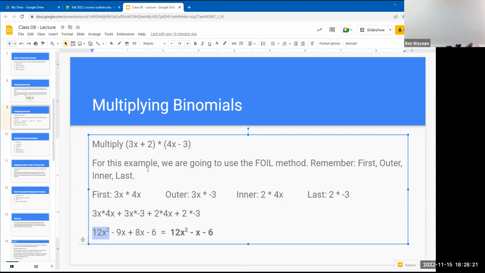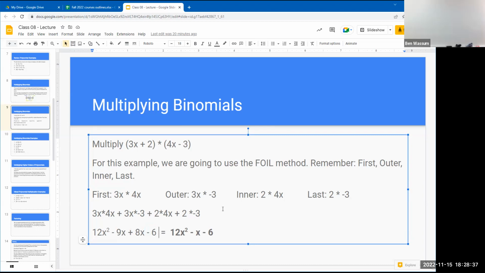Then you do the outer, 3x times a negative 3. Well, that's a negative 9x. The inner was 2 times 4x. Well, that's an 8x. And the last was 2 times a negative 3. So you get minus 6 here.